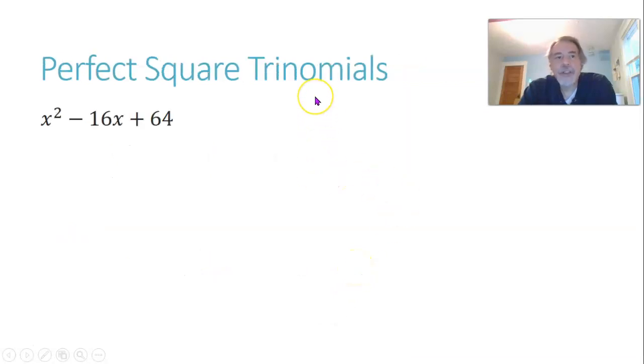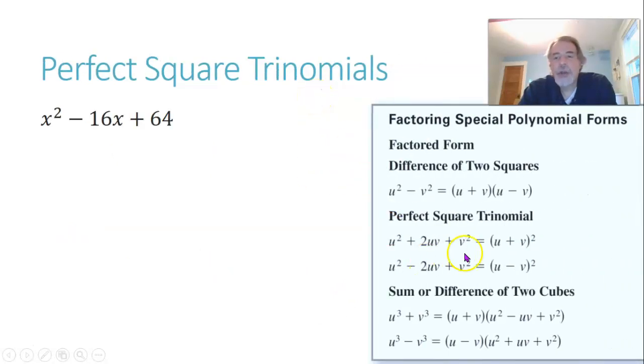And what about perfect square trinomials? Here, the pattern to look for is when you have a trinomial, so 3 terms, that starts and ends with perfect squares. So it has something squared at the beginning, something squared in the end, and then what you have in the middle should be 2 times the first thing times the second thing. So that's what we've got going on here.